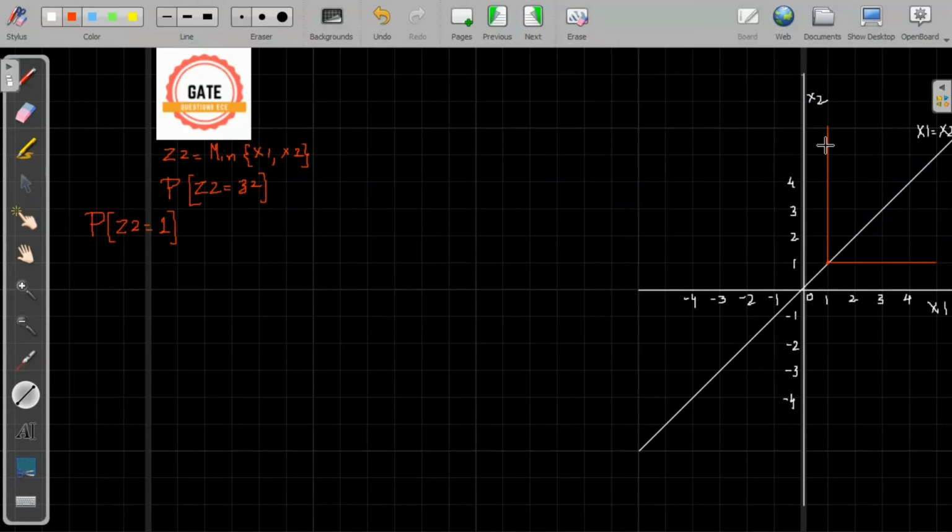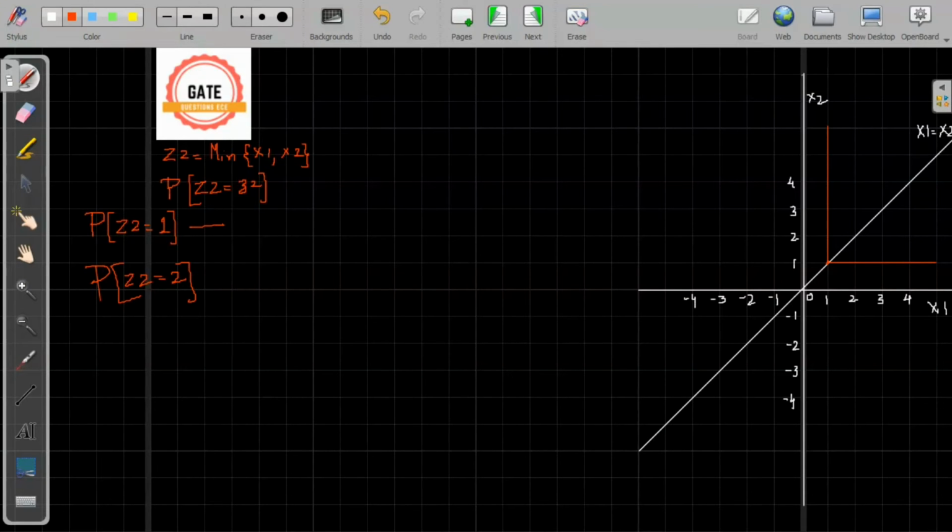So this is the boundary corresponding to this probability. From the joint PDF or PMF, we can sum up all the joint probabilities that are lying on this boundary and calculate this probability. Similarly, let's see what is the boundary for the other case, Z2 equal to 2.